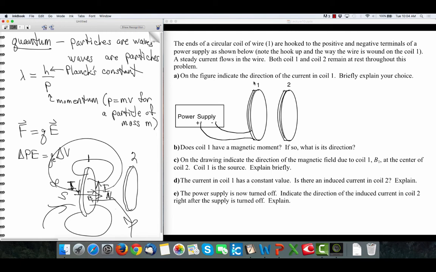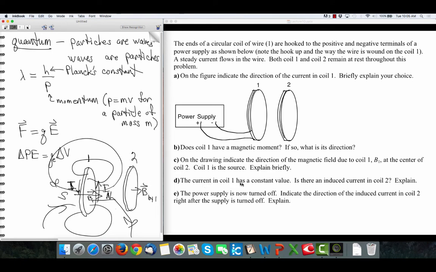On the drawing, indicate the direction of the magnetic field due to the coil at the center of coil 2. So they wanted you to put a magnetic field here. What's the direction of that? To the right. At the center of 2, the magnetic field due to 1 points to the right.